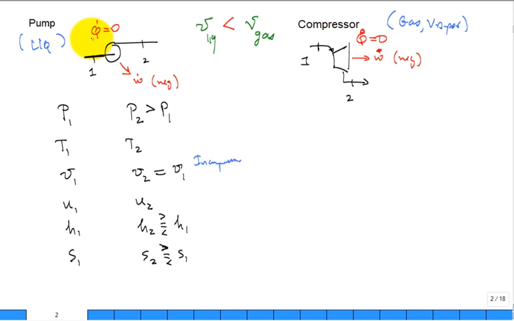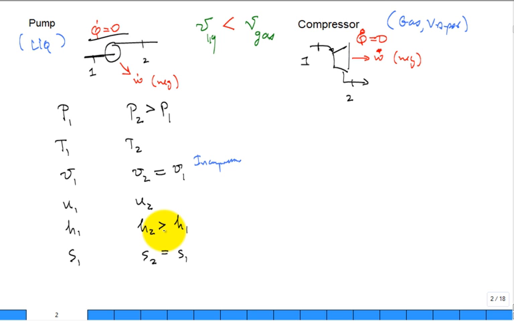Typically, we have no heat transfer for our pumps. It's not a heat transfer device. So this is the way it typically goes for analysis. Okay, this is going to be greater. Okay, now let's think about it.